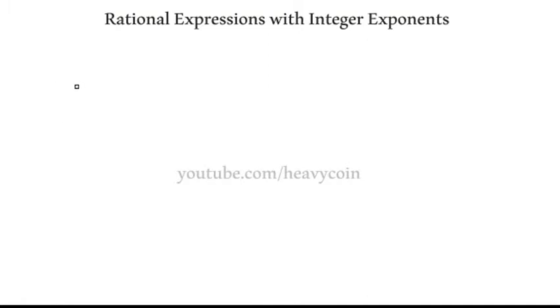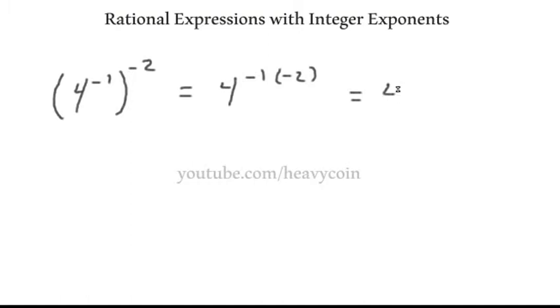Okay, if I have 4 to the negative 1, and it's all raised to the negative 2, what we do here is multiply our exponents. So this becomes 4 to the negative 1 times negative 2, and negative 1 times negative 2 is just 2, and this becomes 16. So this 4 to the negative 1, remember, is 1 over 4 as a rational number, and it's all raised to the negative 2. So this is just another way of seeing this.